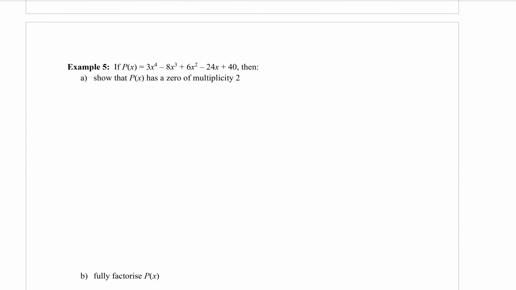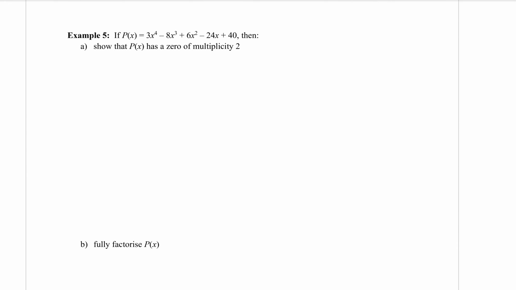Question 5. If p of x equals 3x to the 4 minus 8x cubed plus 6x squared minus 24x plus 40, then show that P of x has a 0 of multiplicity 2. So I need to go looking for my factors. So I've got a 40 here on the end. So there's quite a few possibilities here.